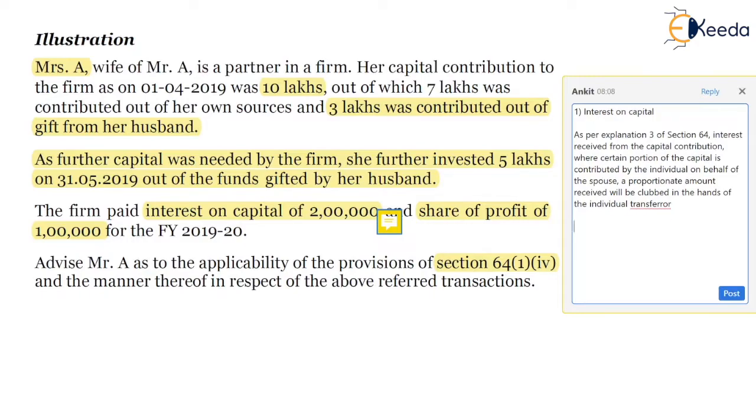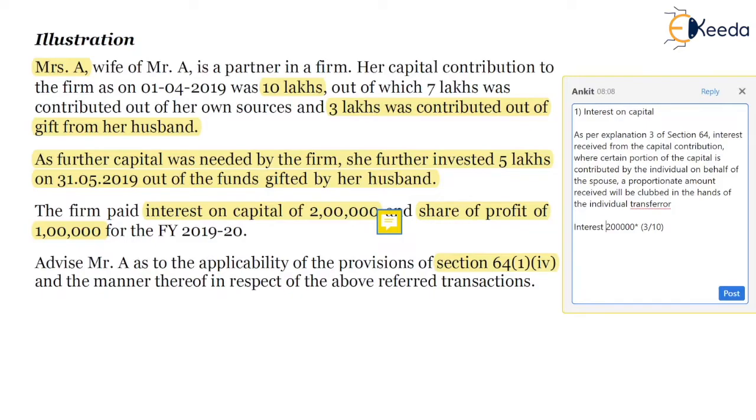So friends, interest income is 2 lakhs, right? 2 lakhs into 3 lakhs has been contributed by the husband out of 10 lakhs. So 3 divided by 10, correct? This will be the amount which should be considered for clubbing provision. And the ratio is nothing but the numerator is 3 lakhs, which is the amount contributed by the husband, and the total contribution as on 1st of April 2019 was 10 lakhs. We have to consider the balance as on 1st of April 2019.